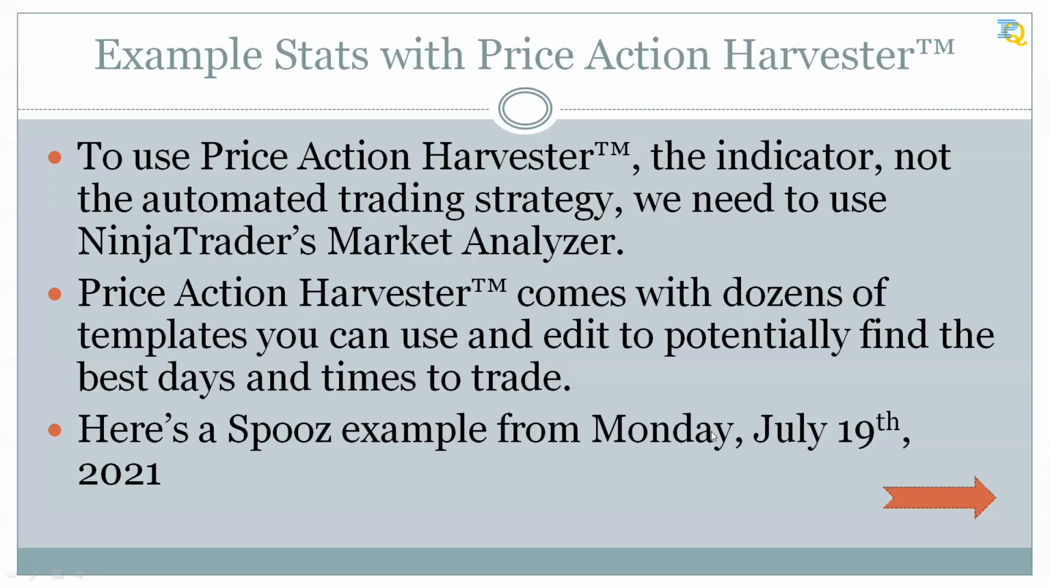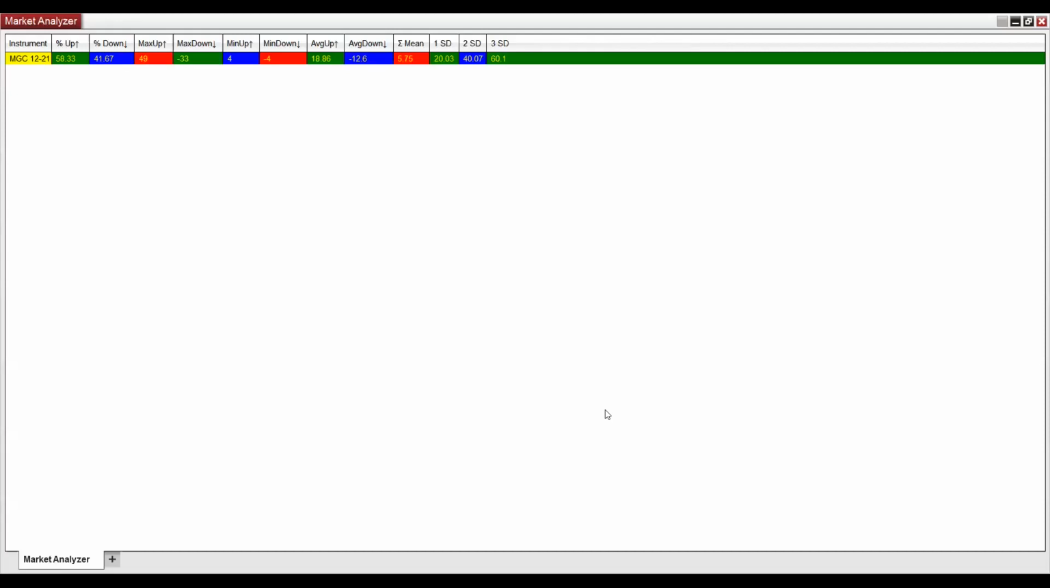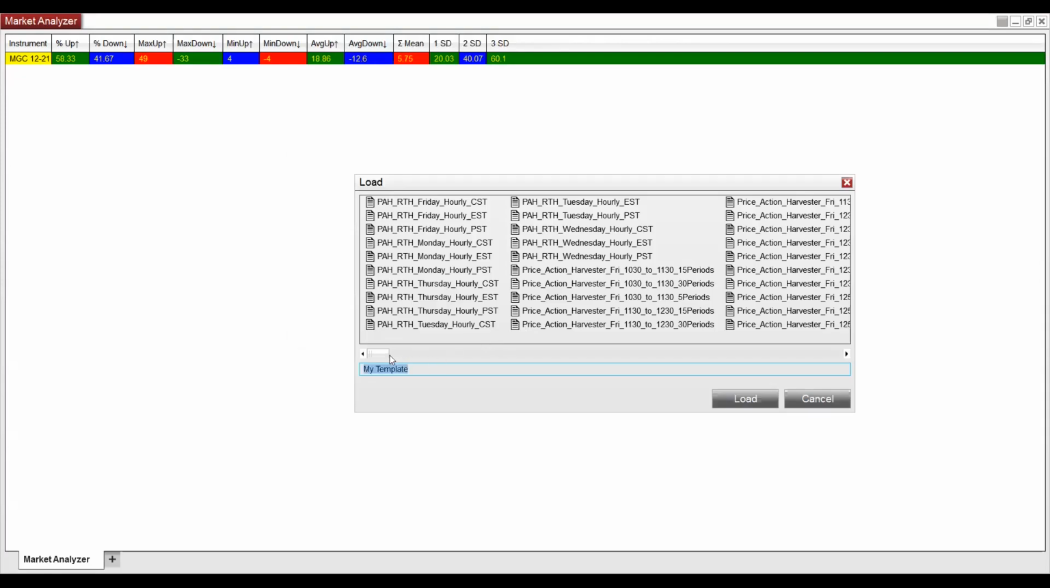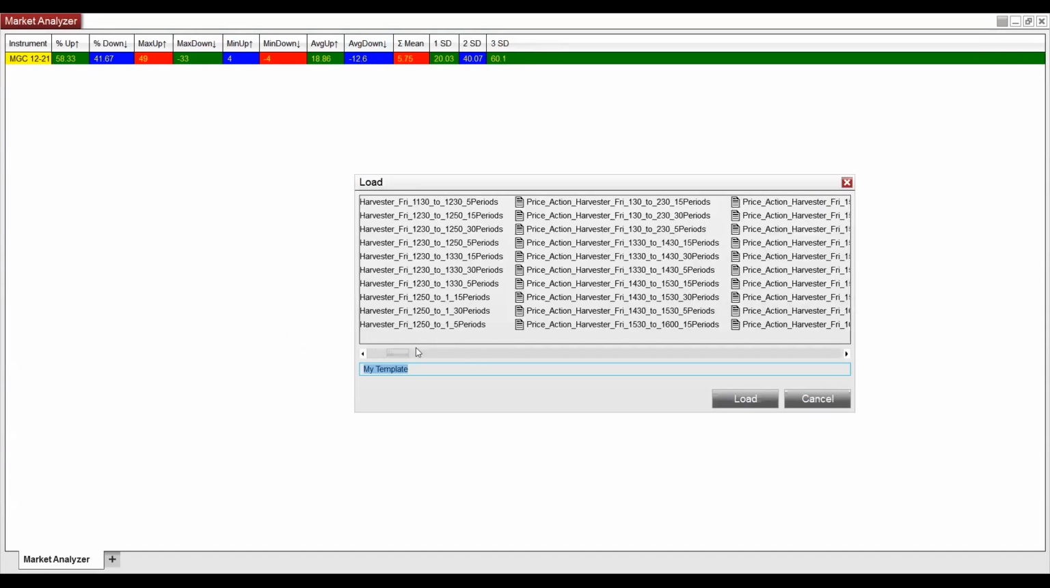So that's the example that I want to share. Oh, by the way, I can share something else with you guys. I just thought of that right now. Actually, I have it open. I almost forgot about it. So let me share with you how Market Analyzer actually works. Okay, here we go. Market Analyzer. So this is MGC that I've loaded. The way I do it, and the way you can do it, is when you sign up for that, you basically get Price Action Harvester templates.